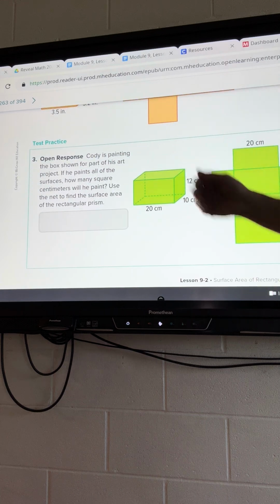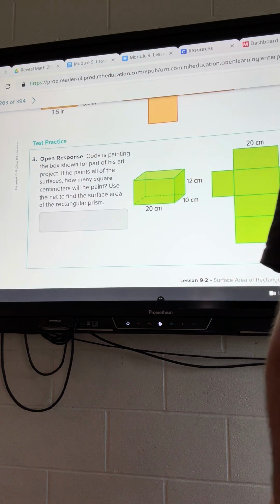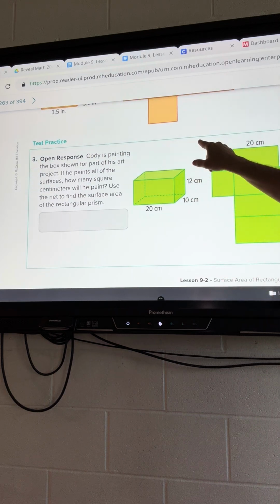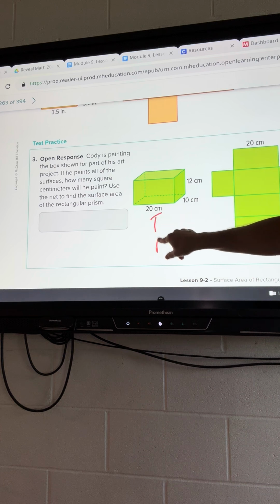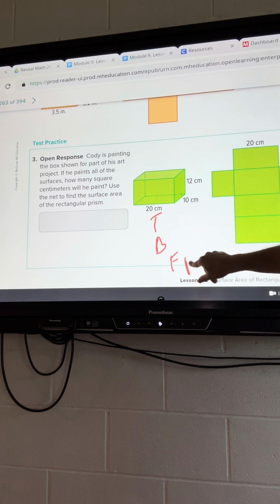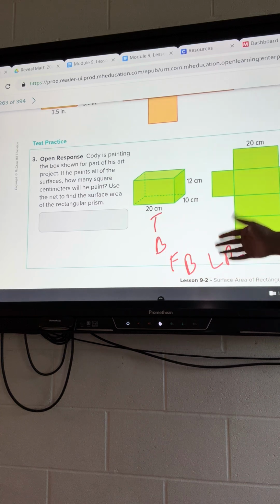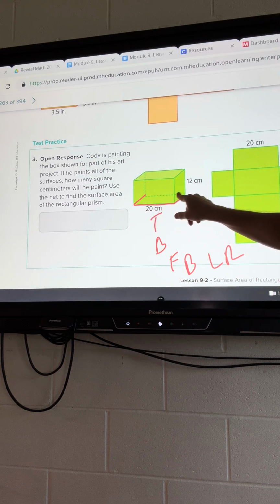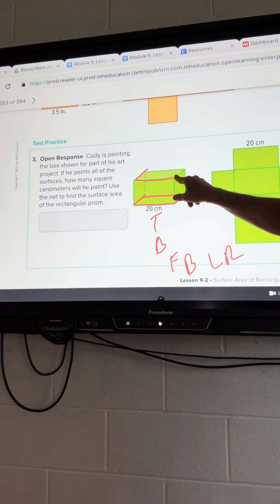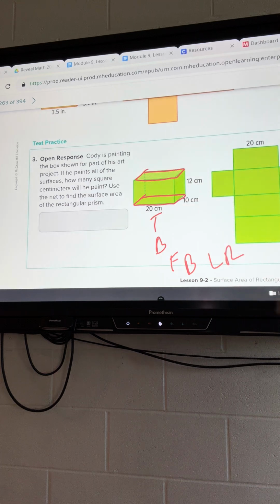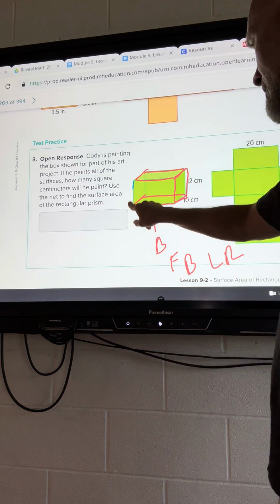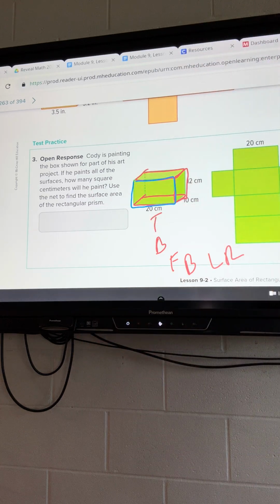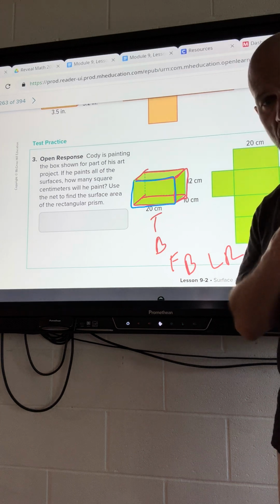Number 3, again, this is going to be surface area. So it's up to you. Again, top, bottom, front and back, left and right. If I were to do this, I would use my 20 by 10 as my bottom, and I know my 20 by 10 will also be the top. All right, this is going to be the right. Okay, so the front is going to be this front right here, all right?